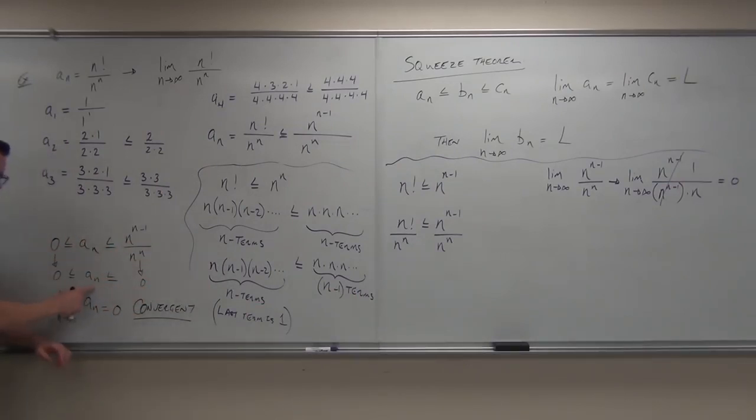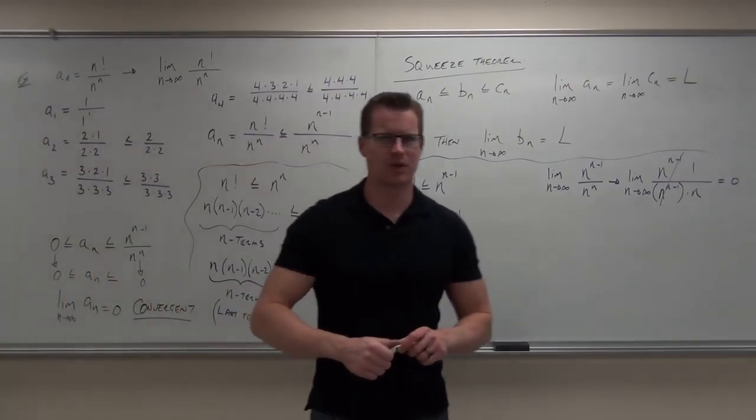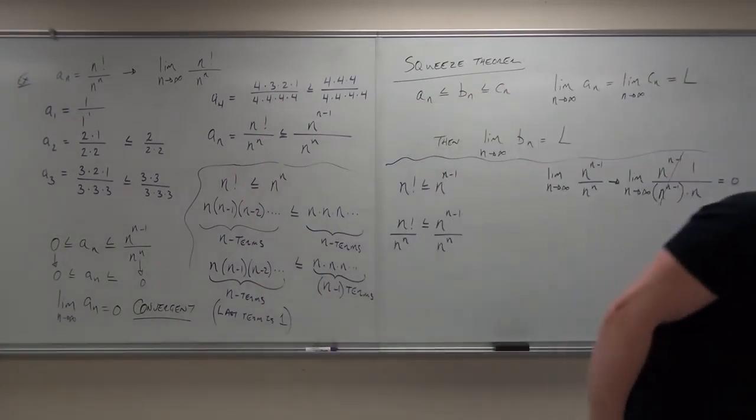Therefore, we now have a sub n bounded between two different sequences, but both of them go to the same thing. 0 goes to 0, and the limit of this sequence goes to 0. Therefore, the limit of our sequence itself goes to 0, and that proves that it is convergent. That's the idea. Should everybody feel at least a little bit okay about that one? Okay. Any questions at all before I move on?